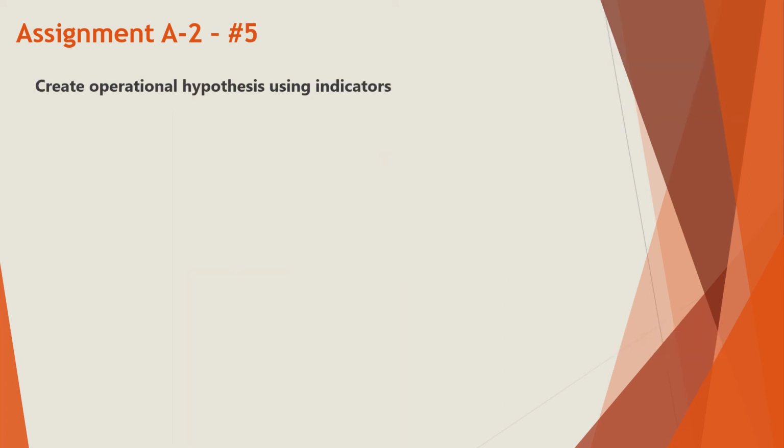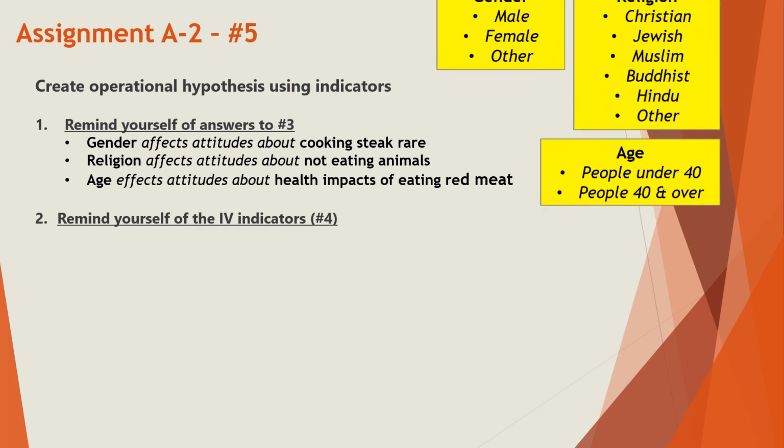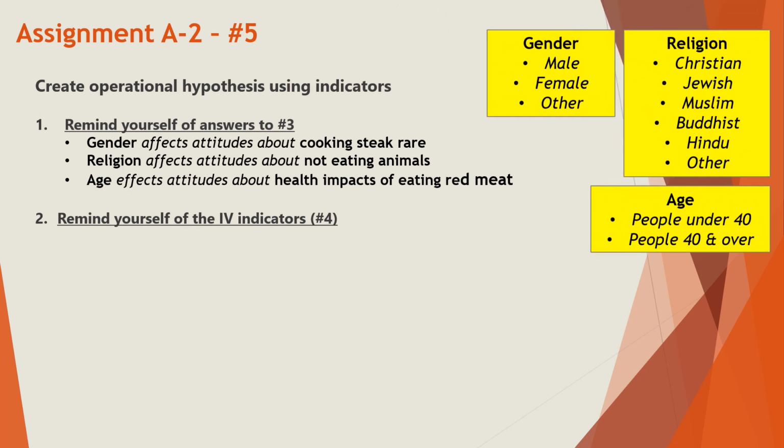The last part is to create operational hypotheses using the indicators and not just the independent variables. So the first thing you want to do is remind yourself of the answers to number 3. Remember how these work. Gender affects attitudes about cooking steak rare. Religion affects attitudes about not eating animals. Age affects attitudes about health impacts of eating red meat. Then you want to remind yourself of the independent variable indicators. This is what we just did in the last step, and we can see these here.